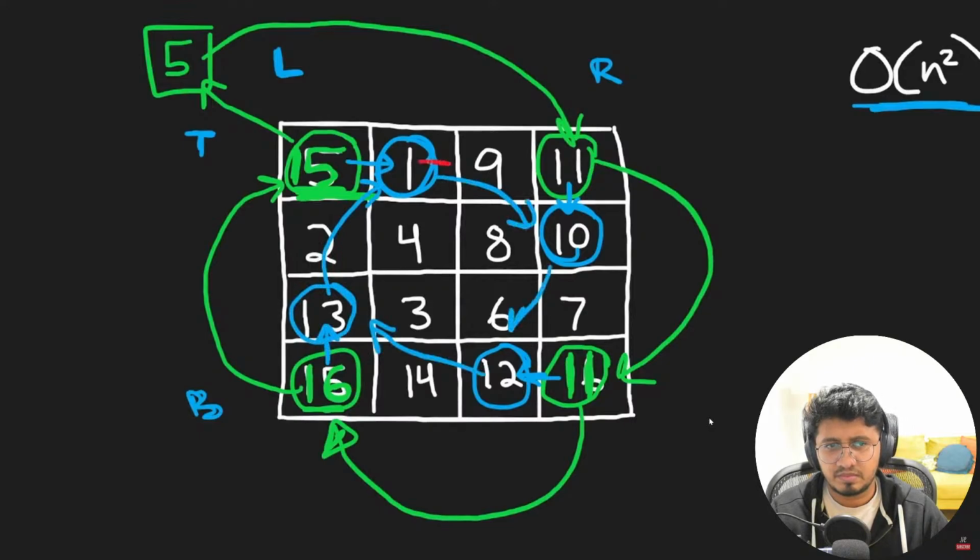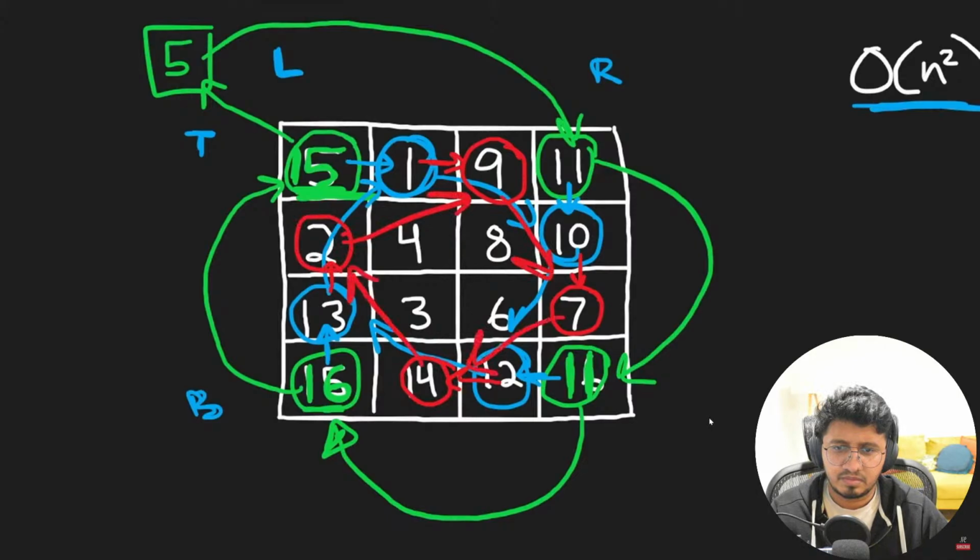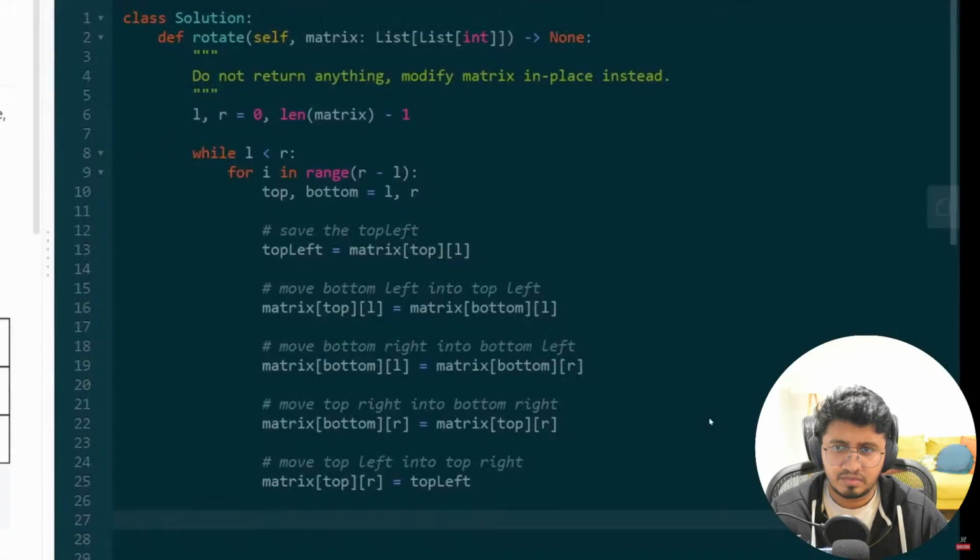From there on, we move another position to the right, another position down, another position to the left, and another position up. And then we do a rotation from these values. So we can actually handle this pretty easily in our code. We can use this I variable to handle that for us.